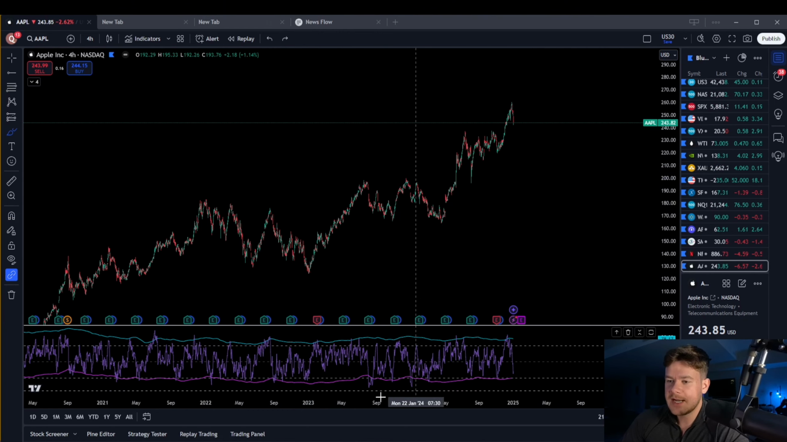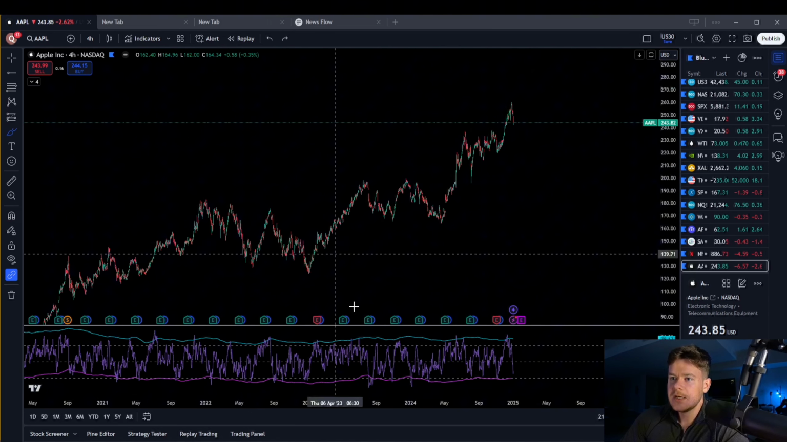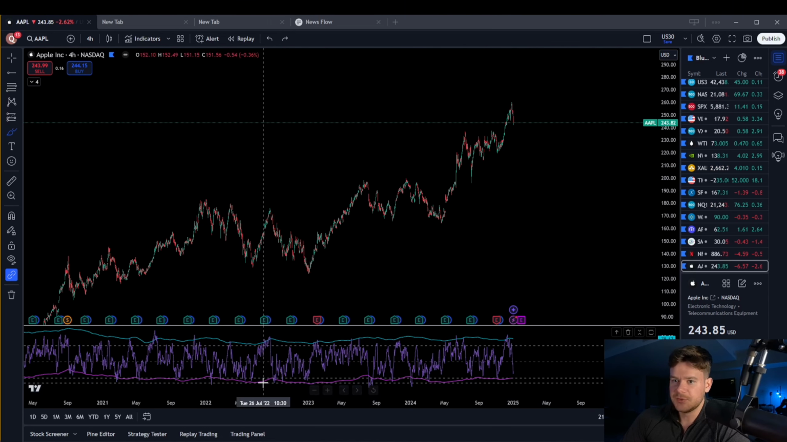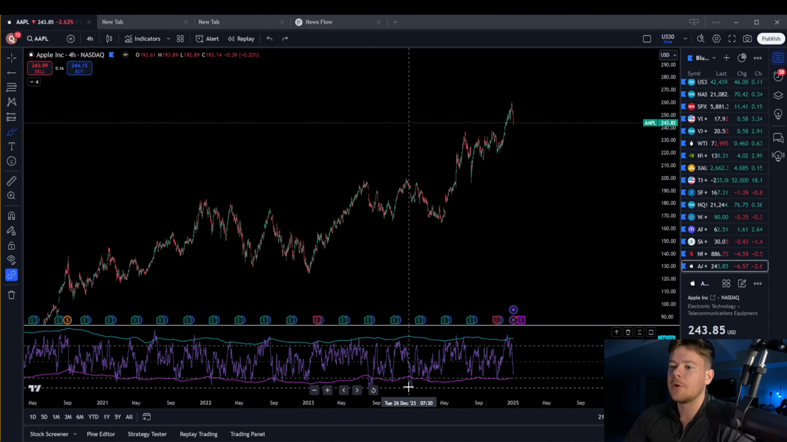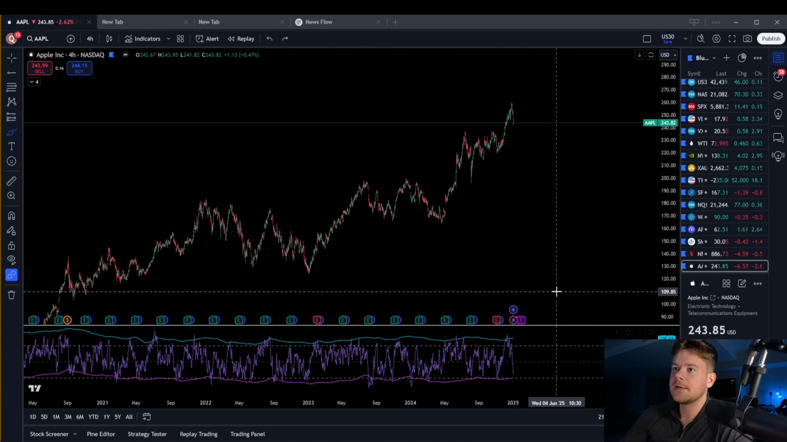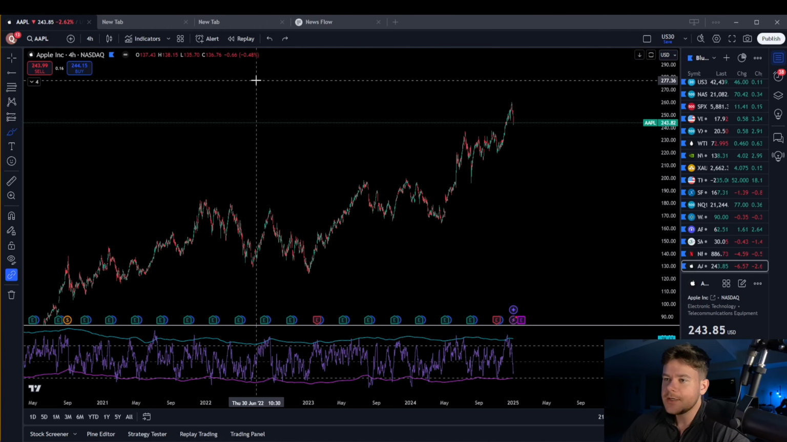Another thing that I also really like looking at is the 4-hour RSI. Once the 4-hour RSI has come below a certain level, typically that's going to be a time where I want to get in. It hasn't gotten there yet. I want to wait and stay patient.